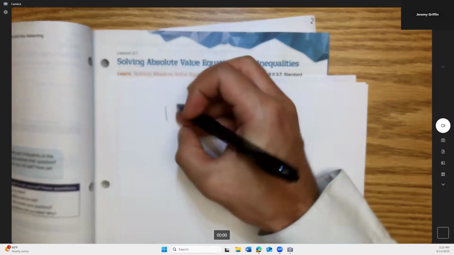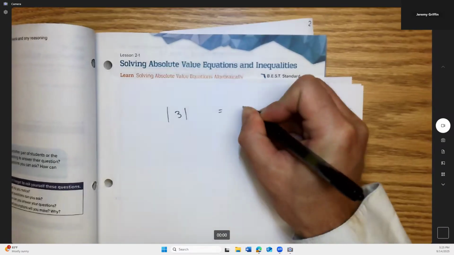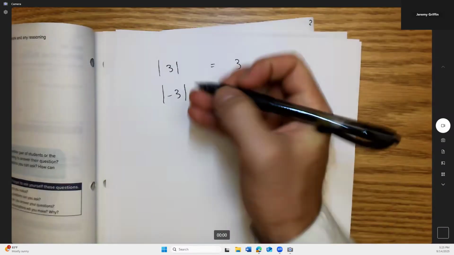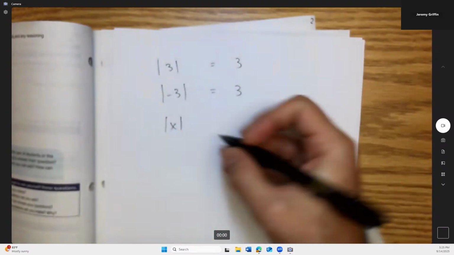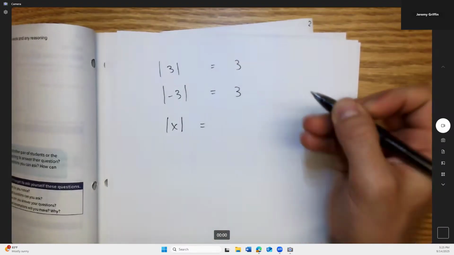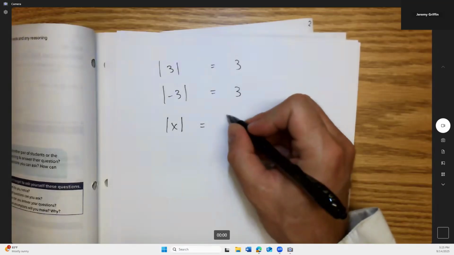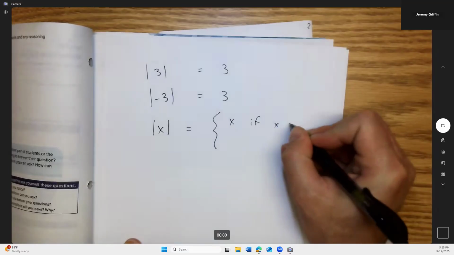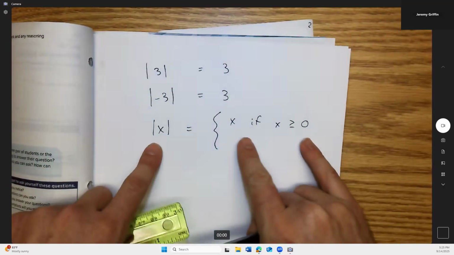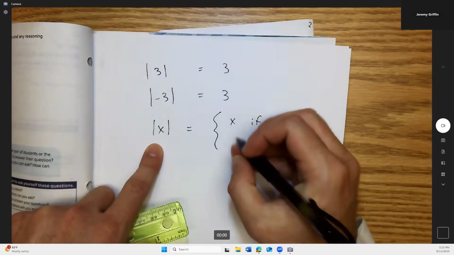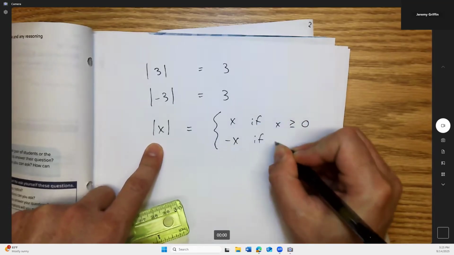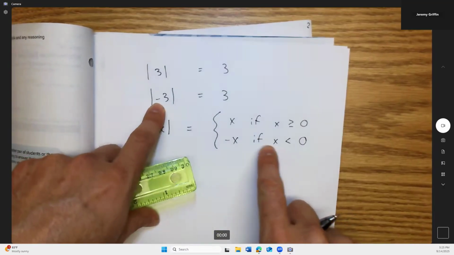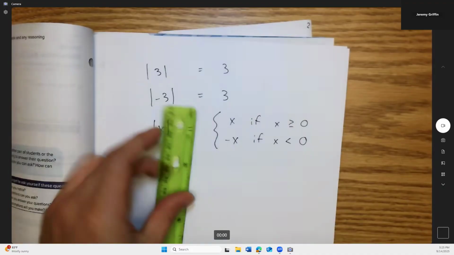So, if I said the absolute value of 3, well, that would just be 3. If I say the absolute value of negative 3, well, that's also 3. Now, the absolute value of x. Actually, I could write this as a piecewise function. I could say it is x if x is greater than or equal to 0, because then it would just be itself. But you would have to negate it if x was strictly less than 0. So, for example, if x was negative 3, you have to take the negative of the negative 3, which would make it 3.